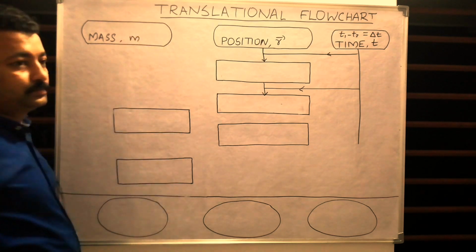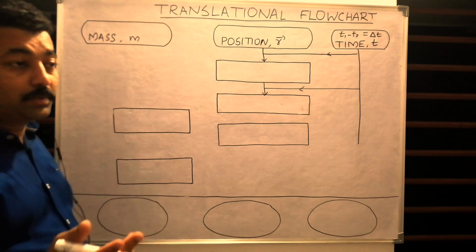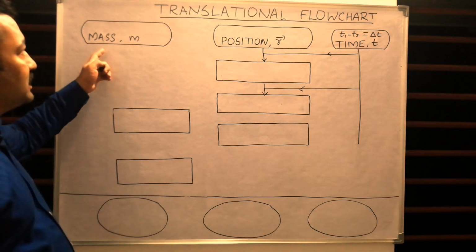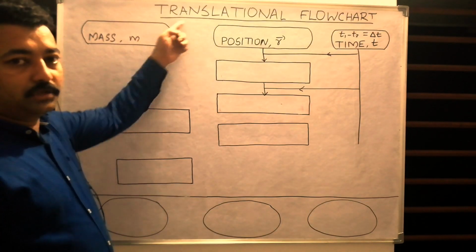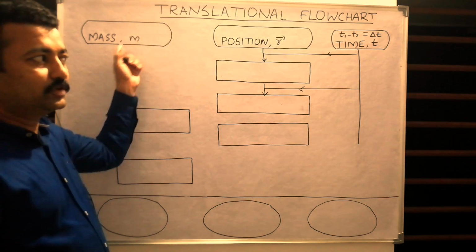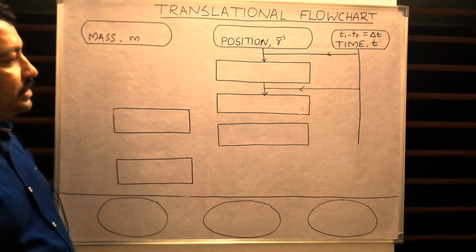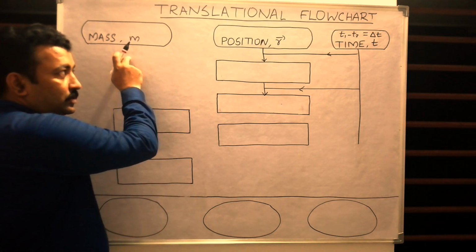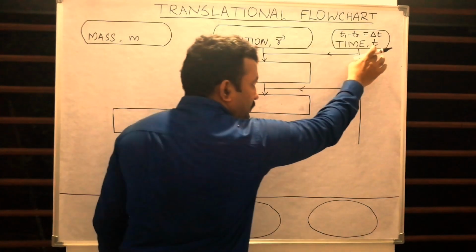For all of that, we have to know the characteristic parameter defining the particle, the mass. Mass represents the amount of inertia content of a body. We can even call the mass the translational inertia of the body. So the inputs for the translational flowchart are the mass of the object and where it is, or the position of the object at a particular time.